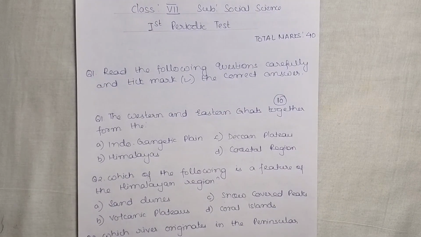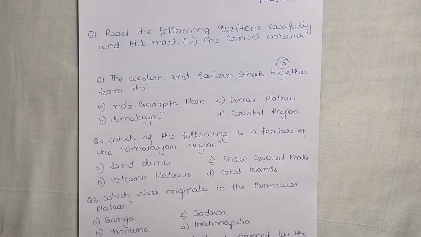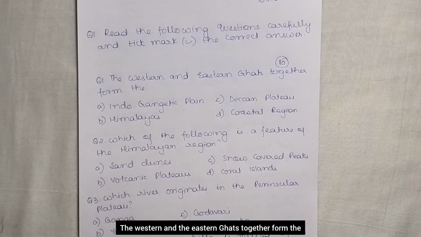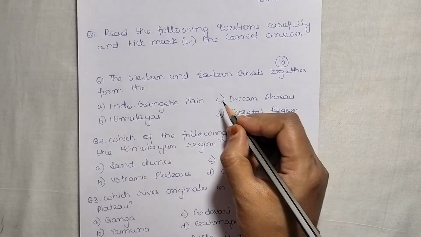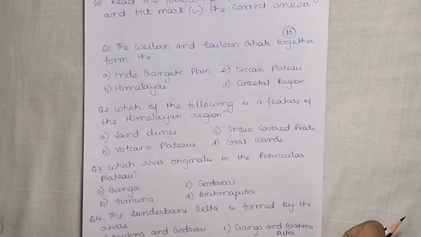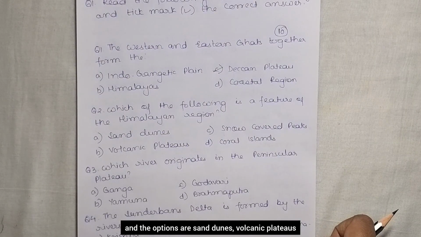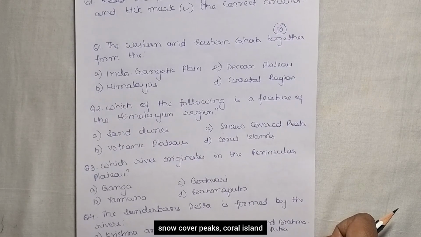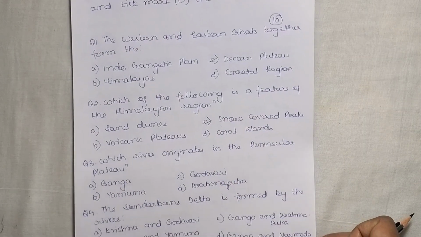The first question is multiple choice. The western and the eastern Ghats together form the, and the options are Indo-Gangetic Plain, Himalayas, Deccan Plateau, coastal region. The correct answer is Deccan Plateau. Which of the following is a feature of the Himalayan region? The options are sand dunes, volcanic plateaus, snow-covered peaks, coral island. So, snow-covered peaks is a feature of the Himalayan region.